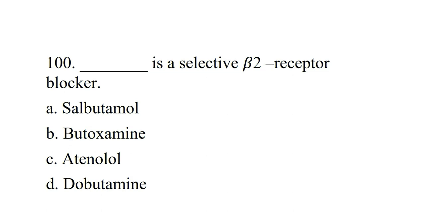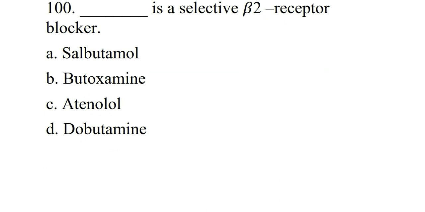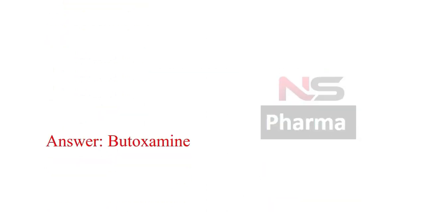Question number 100. Dash is a selective beta 2 receptor blocker. Option A, salbutamol. Option B, butoxamine. Option C, atenolol. Option D, dobutamine. Answer, butoxamine.